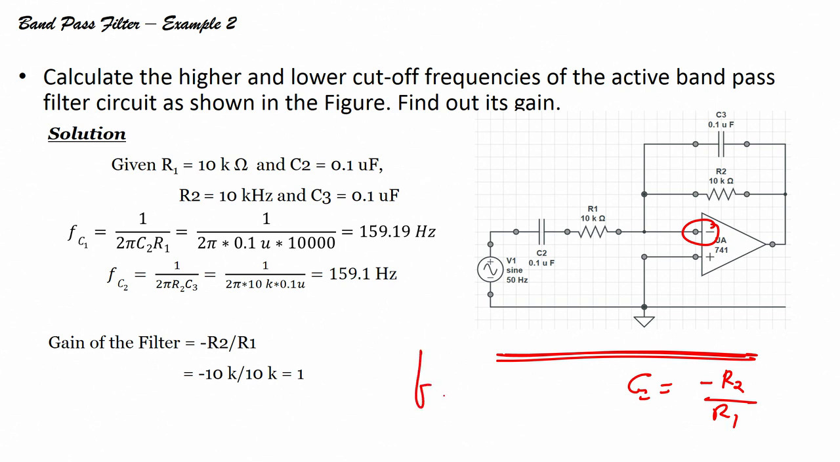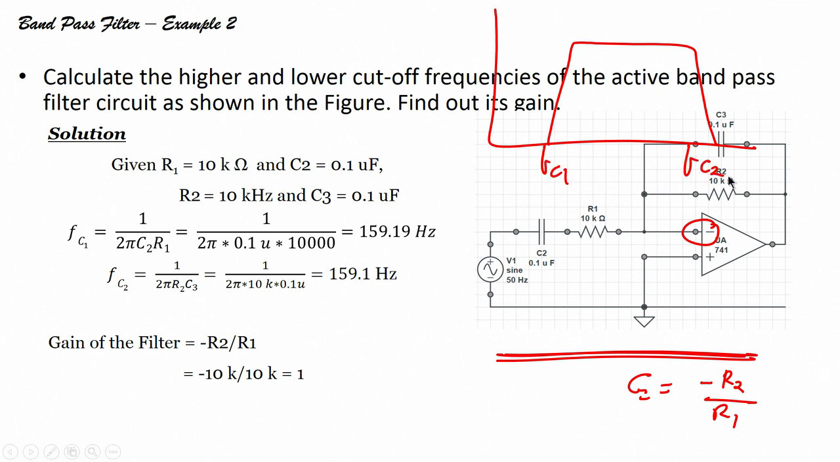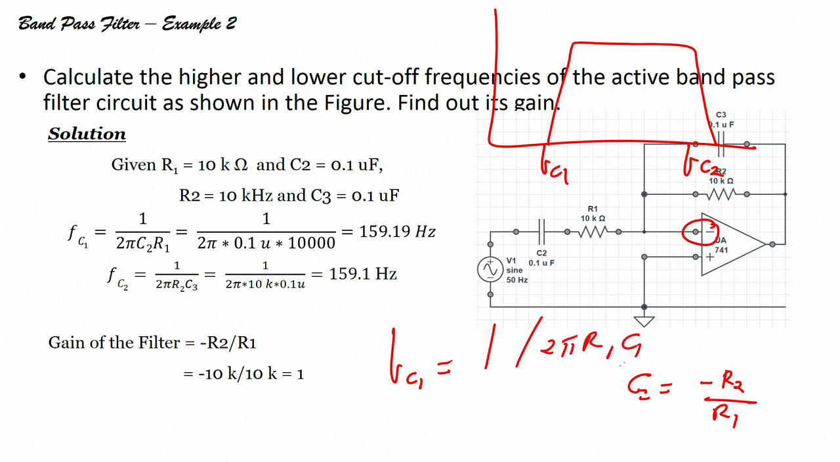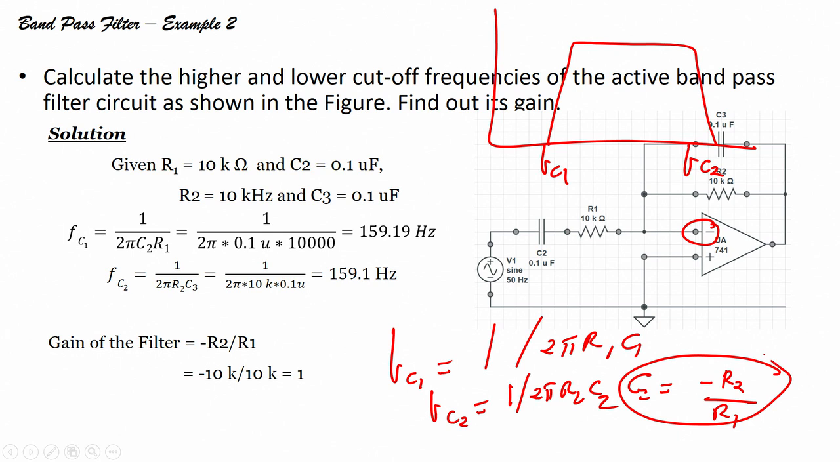Frequency we know, f equals to, let us write FC1 and FC2, because we have a band pass. So, FC1 equals 1 by 2 pi R1 C1, FC2 equals 1 by 2 pi R2 C2, correct. And gain we know this formula.